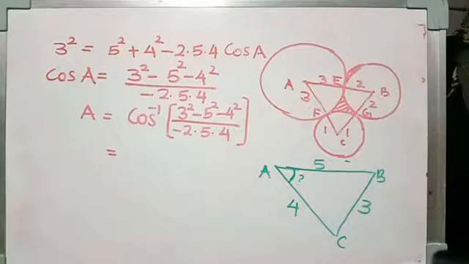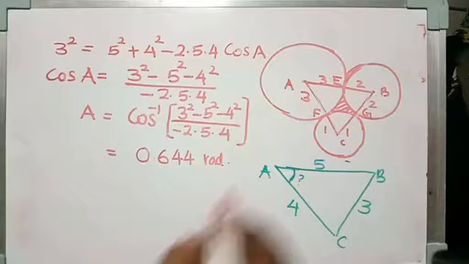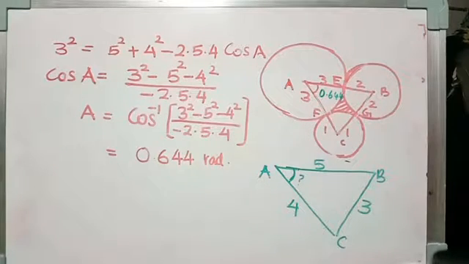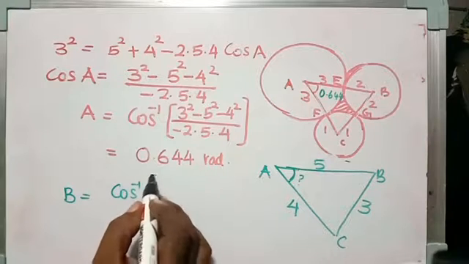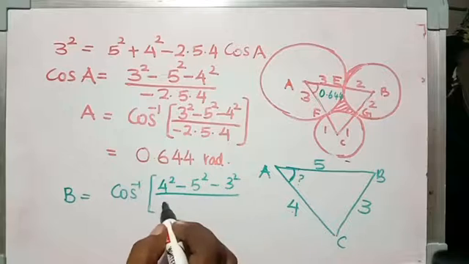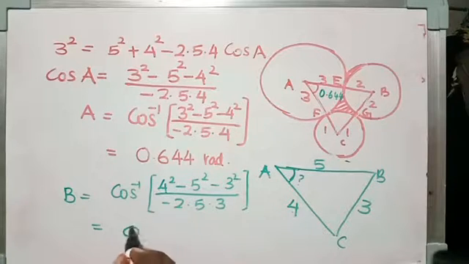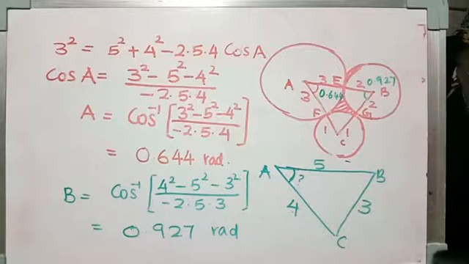When we do this calculation, we get the value of A as 0.644 radian. Similarly, we need to calculate the values of B and C. The value of B can be calculated by cos inverse, its opposite side is 4, so 4 squared minus 5 squared minus 3 squared divided by minus 2 into 5 into 3. When we do this calculation, we get the value of B as 0.927 radian.